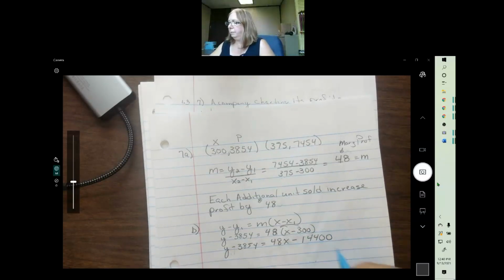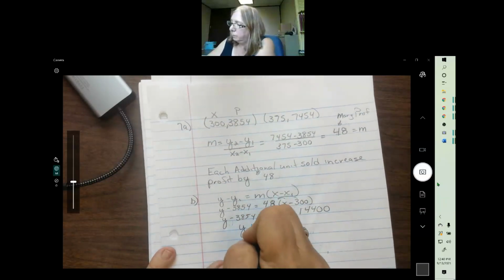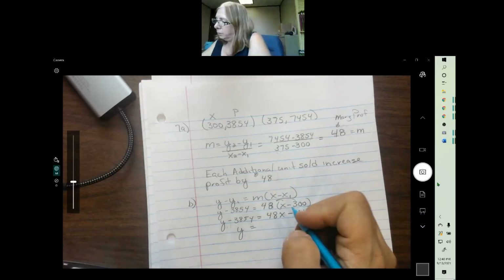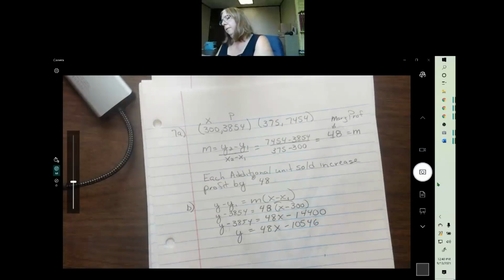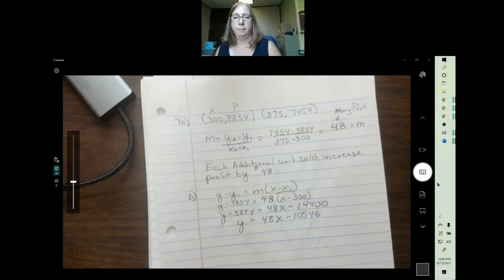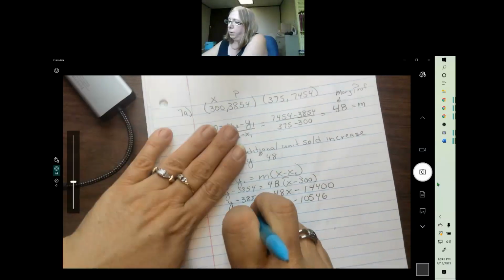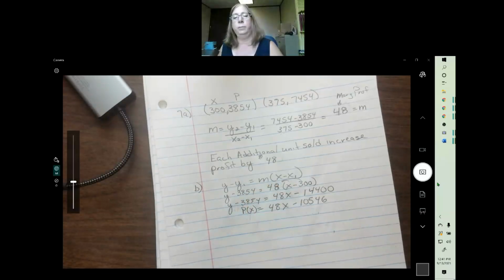I knew this should have been a negative. Usually in your profit function, this is the negative because you start out in the hole. Okay, you're getting 48x minus 10,546. And you can change your y to a p of x. That way we know it stands for profit.